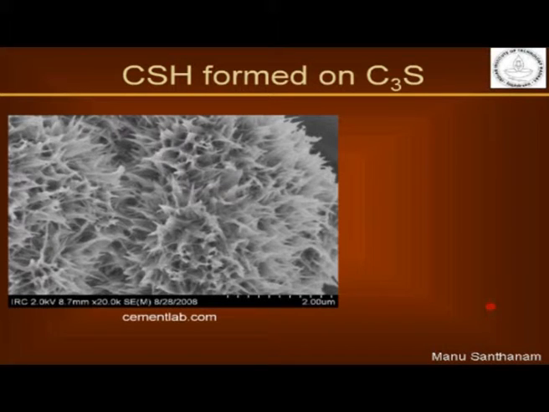Again, very high resolution imaging has been used in this case. You can see many such images from different websites. Actually, I picked this one up from cementlab.com, which is a very useful website to look at microscopic images of cement particles.